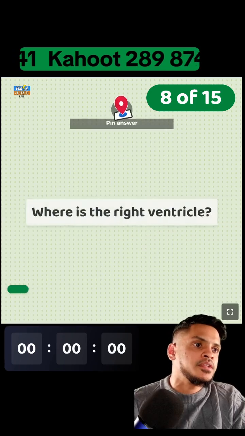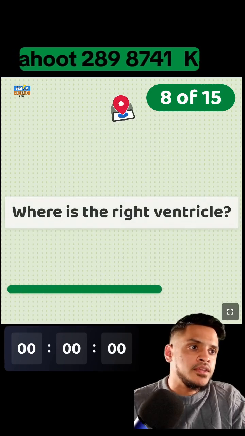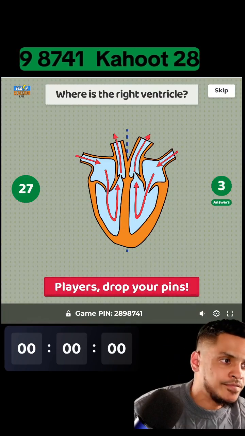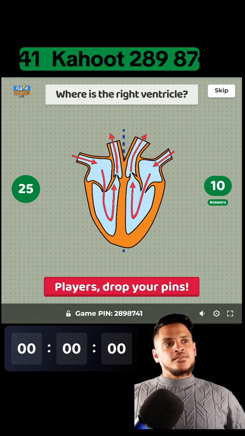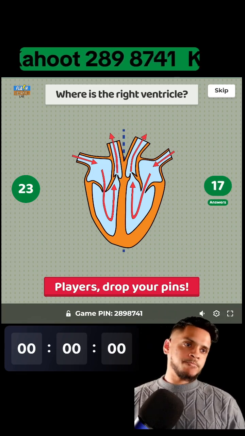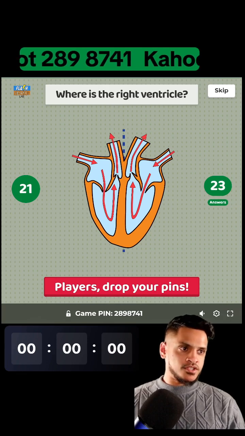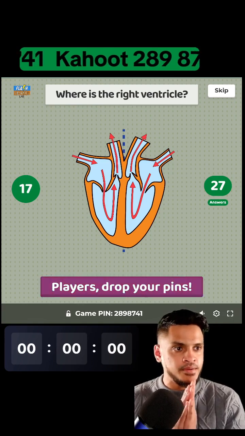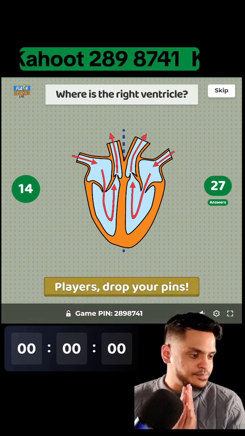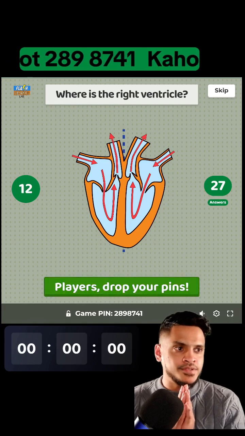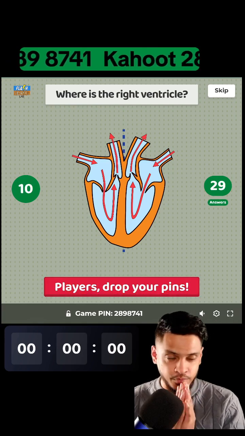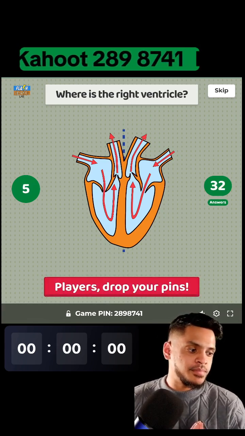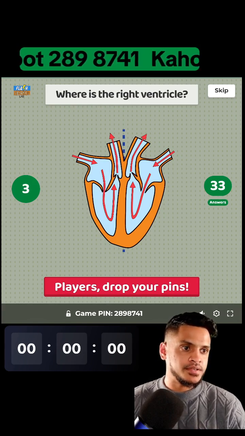8 of 15. Pin the answer. Move the pin to where you think the right ventricle is. Right ventricle. These pin ones take a bit longer, right? Because you've got to slide the pin to the right bit. On the right it says 1, 2, 3, 4. But what do you need to remember about left and right here? Remember that, guys.